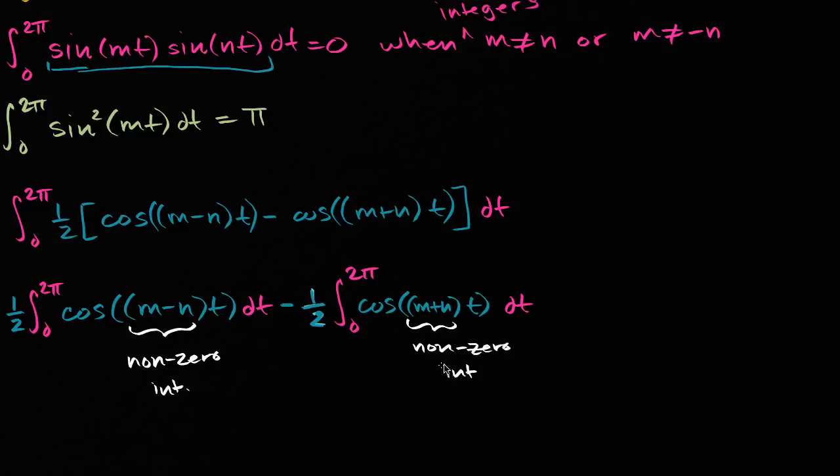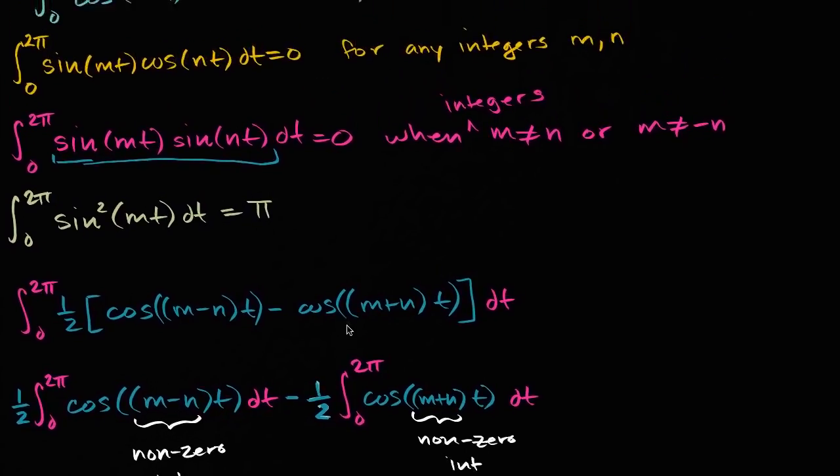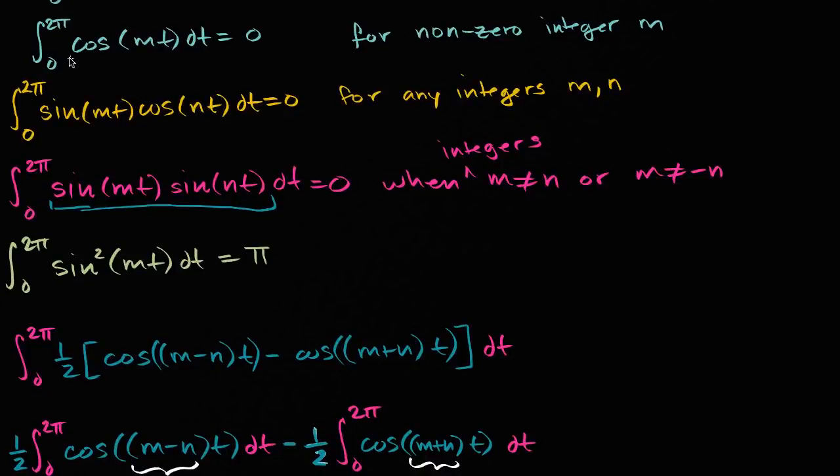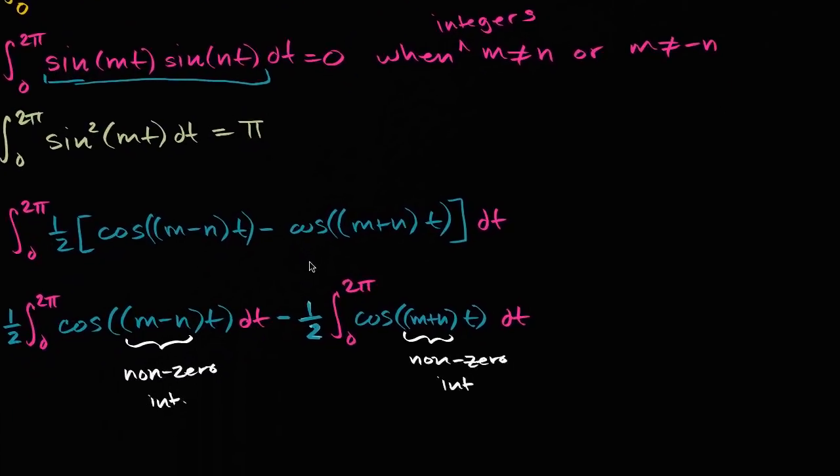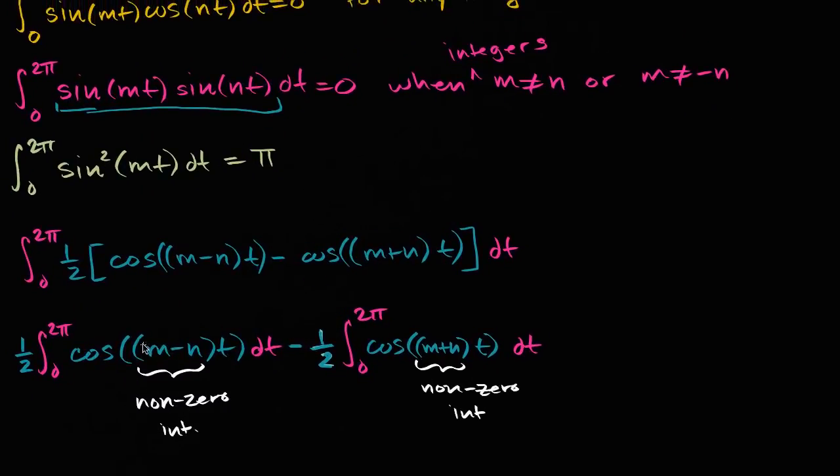And this also is going to be a non-zero integer. And so we already know that if we're taking the definite integral of cosine of mt dt from 0 to 2 pi, where m is some non-zero integer, where the coefficient on t is a non-zero integer, that integral is going to evaluate to 0. But that's what we're doing over here. And it doesn't look exactly the same, but this is a non-zero integer coefficient. This is a non-zero integer coefficient. So this whole integral is going to be 0.